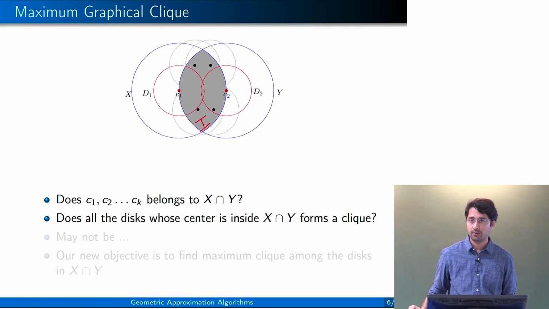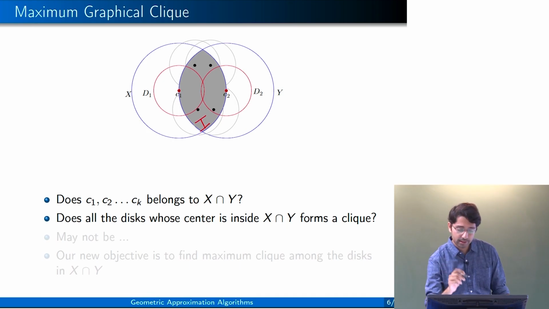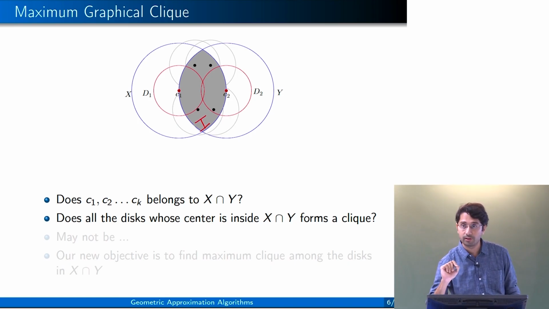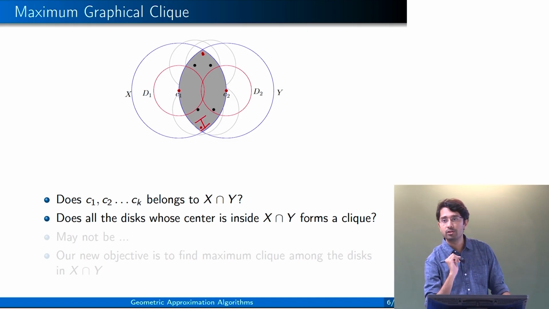What is the radius of these two disks? The radius is 0.5. The radius of each disk is 0.5, that is the definition of the unit disk that I have given. So, this distance is at most 1, right? So, suppose we have a disk center here and a center here, will these two disks intersect? Yes. What is the distance between these two?